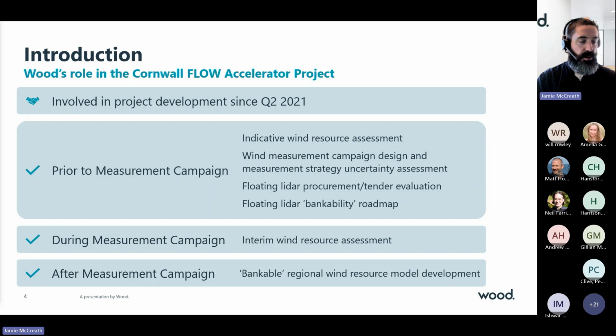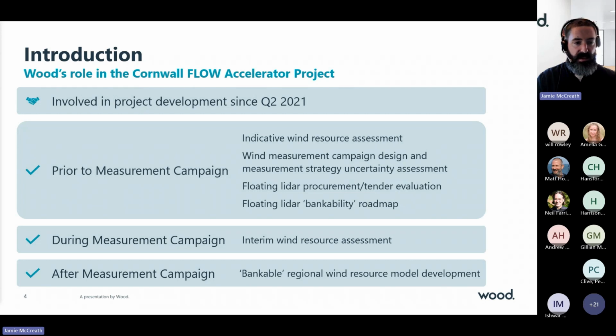But you can see before we get onto that, we've run indicative energy yield assessments or wind resource assessments for the project. So that's using purely modelled data sets. We were involved in the wind measurement campaign design, and we looked at measurement strategy uncertainties in designing the campaign that would result in the lowest uncertainty based on the development requirements that we were advised on.